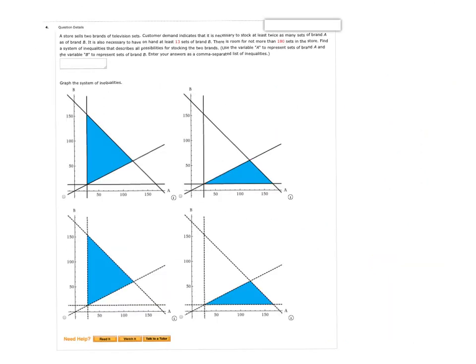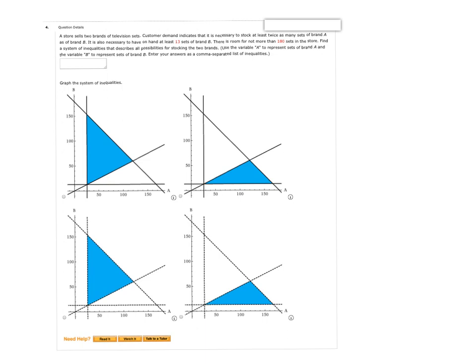All right, next up here, it says they sell 2 televisions, and they want to sell at least twice as much of brand A as brand B. So for that first sentence, at least twice as much of brand A as of brand B, I'm going to put A and B on opposite sides. They want twice as much of brand A, so I need to multiply brand B by 2 to get to brand A. And then it's going to be greater than or equal to because we want at least twice as much.